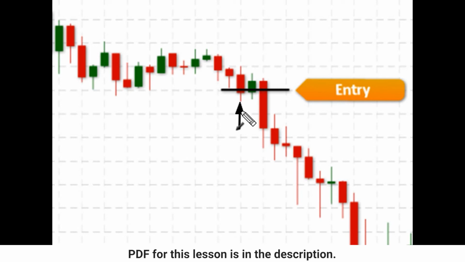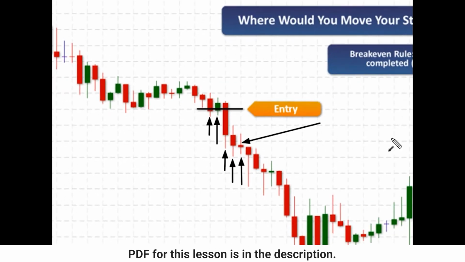Remember, we're counting the entry bar here. 2 price bars. 3 price bars. 4 price bars. And 5 price bars. So at the completion of this 5th price bar, we want to move our stop to break even. So when that bar indicated closes, we then move our stop to break even.